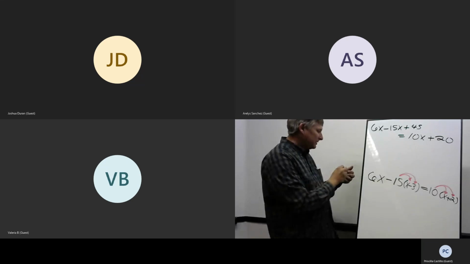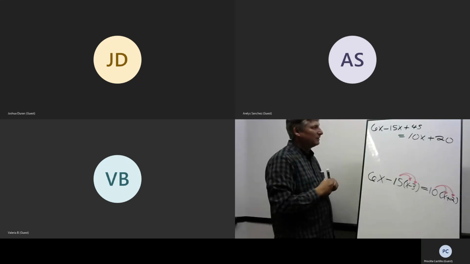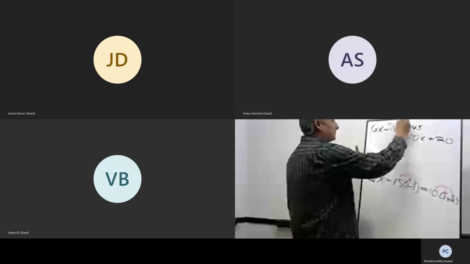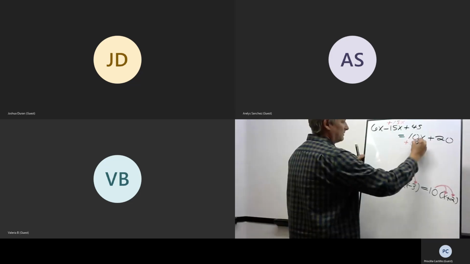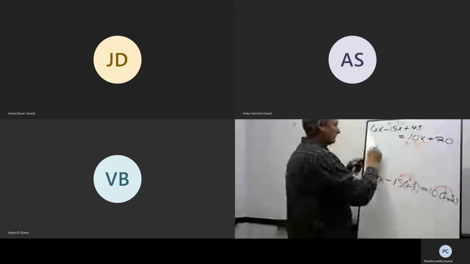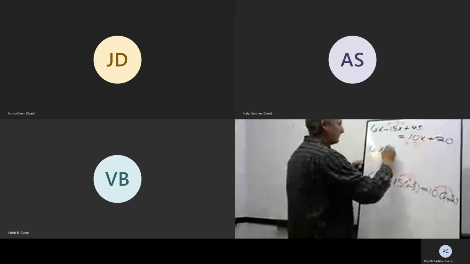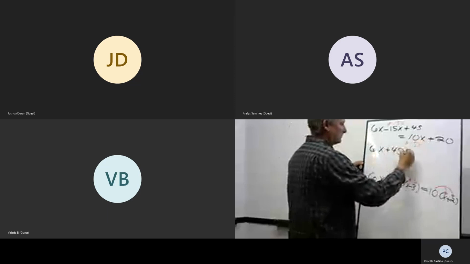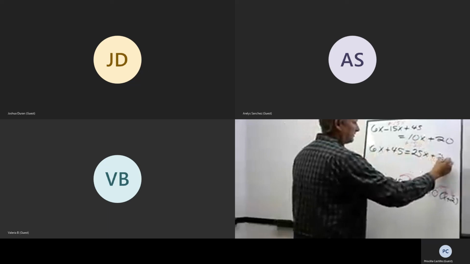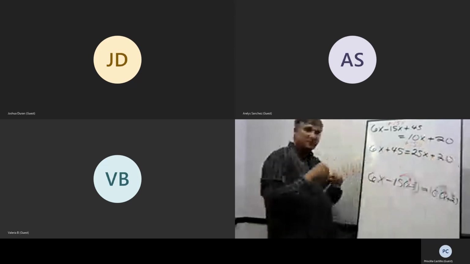So now we can combine like terms. Move 15x. Oh, didn't see that 6x there. We'll have to move 6x also.